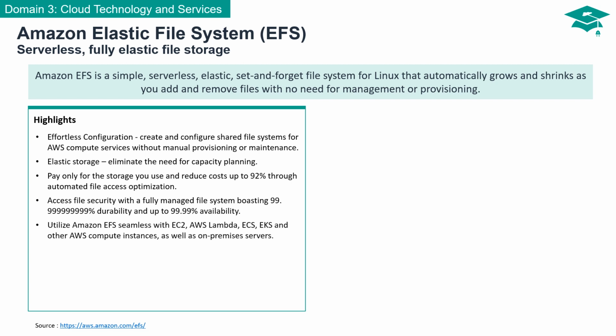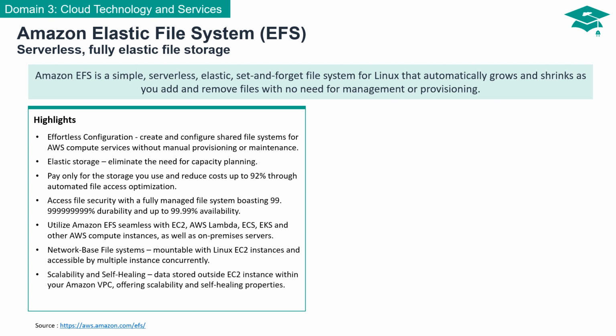Amazon EFS can be used with Amazon EC2, AWS Lambda, Amazon ECS, Amazon EKS, and other AWS compute instances, as well as on-premises servers. EFS is a network-based file system and can be mounted with Linux EC2 instances and accessed by multiple instances concurrently. The EFS data is stored outside EC2 instances but within your VPC. It offers scalability and self-healing properties. You can access EFS through hybrid methods such as VPN, Direct Connect, and VPC peering.